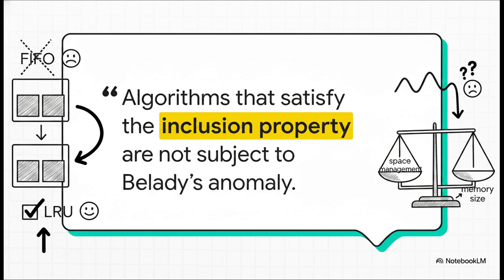It lacks the inclusion property, which basically means the set of pages loaded in a 3-frame memory isn't necessarily a subset of the pages in a 4-frame memory. It's this fascinating little quirk of computer science that proves how you manage your space is sometimes far more important than how much space you actually have. LRU, thankfully, is a true stack algorithm, so it avoids this anomaly entirely.